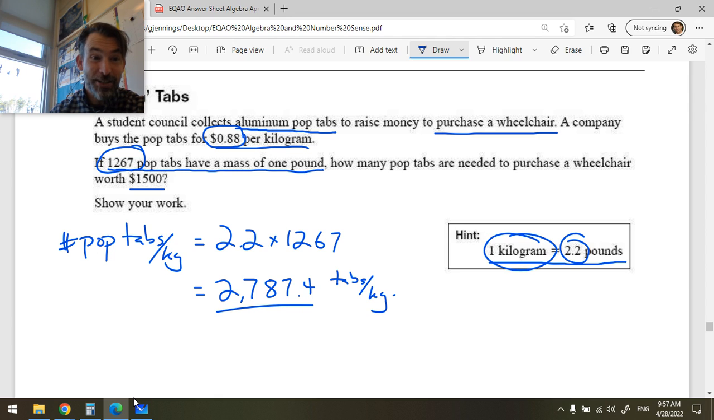You might be thinking there's easier ways to raise money, and I agree. But nevertheless, this is what the student council chose to do, so we're going to do the math for them. All right, here we go. So if this is worth 88 cents, we want to know how many kilograms we need to get. Since we get less than $1 per kilogram, I expect the answer here to be a little bigger than 1,500. We're going to need more than that many kilograms because we get less than $1 per kilogram.